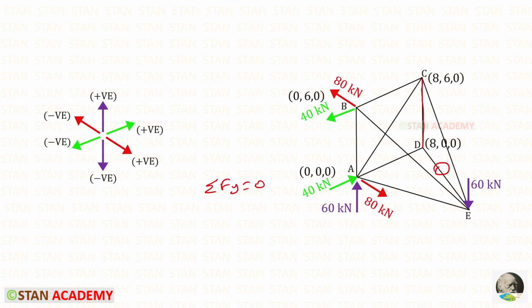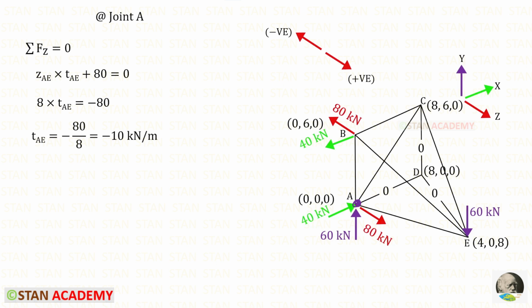We cannot take the member AD because it is purely in the x direction. In this case, FDC will be 0. This is 0 and this is 0. Then we can apply the rule sigma Fx is equal to 0. There is only one member, so FAD also will become 0.